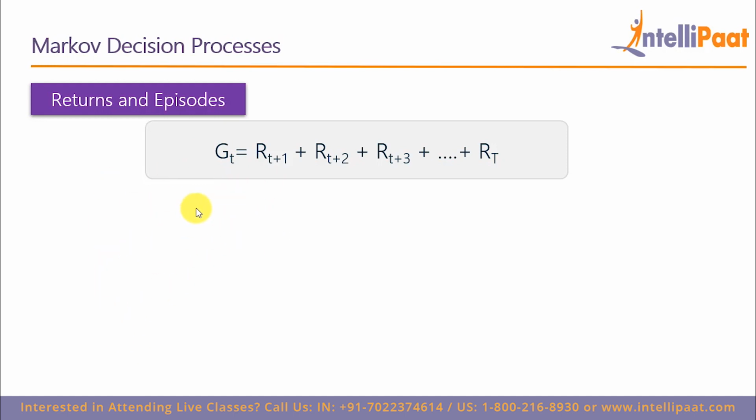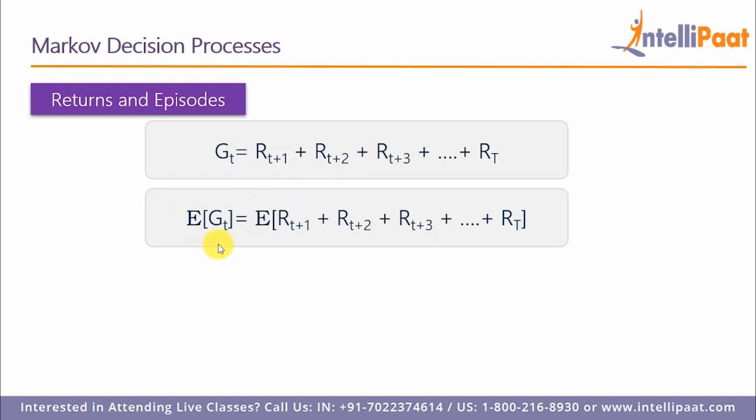So in general, we can say that there can be many different trajectories from the same state. Sometimes we might get a large return, and sometimes a smaller return from the same state, because there is randomness in our MDP. That is why, instead of maximizing the return, we maximize the expected return, which is denoted by this term here.